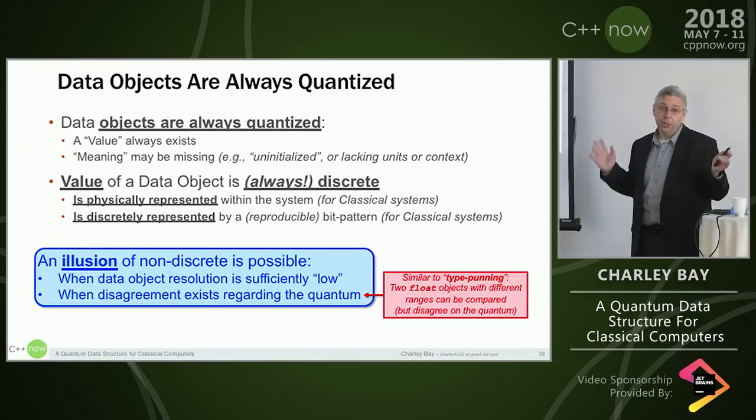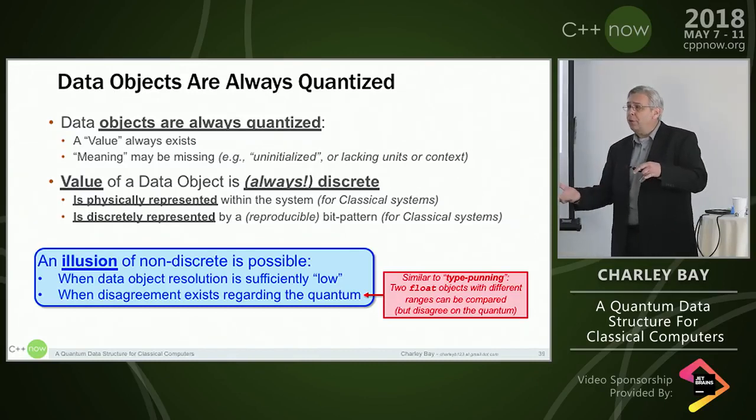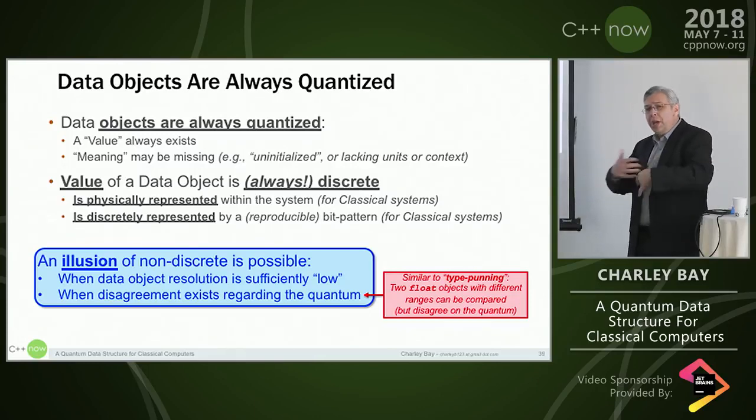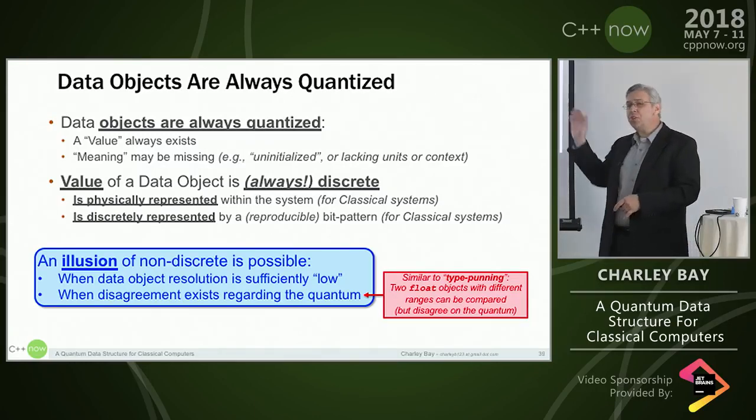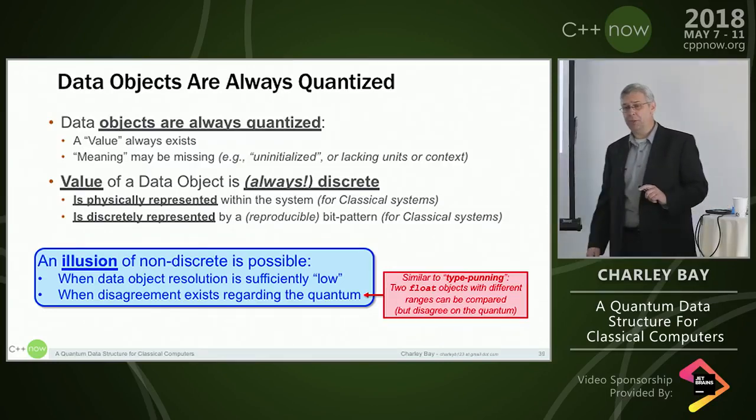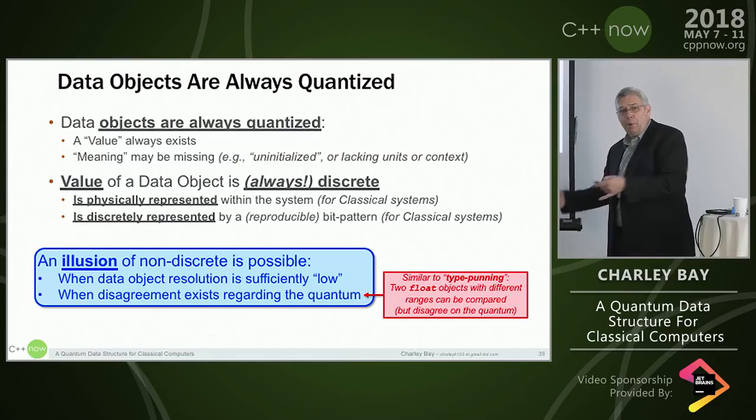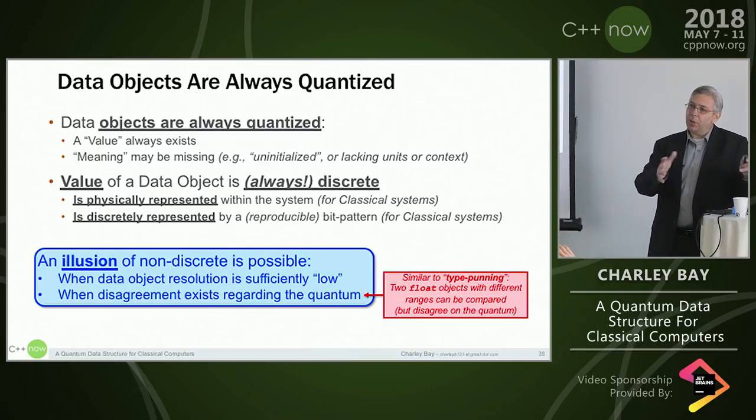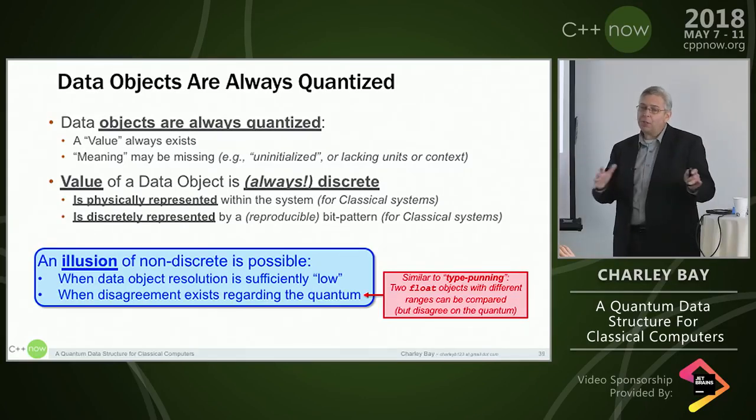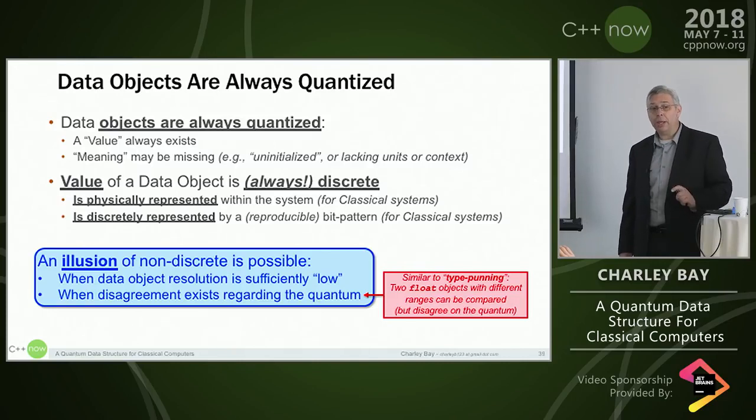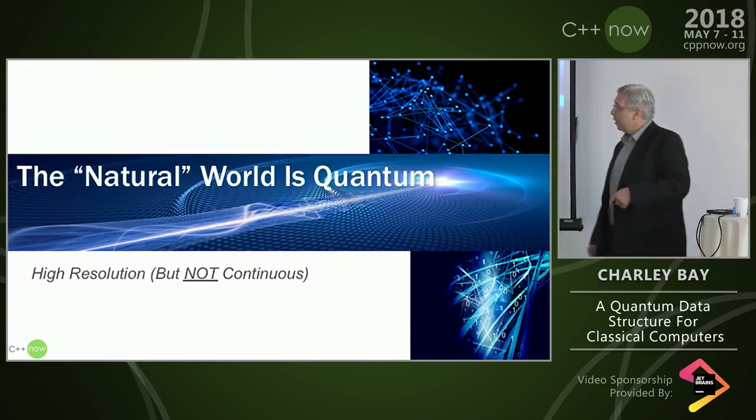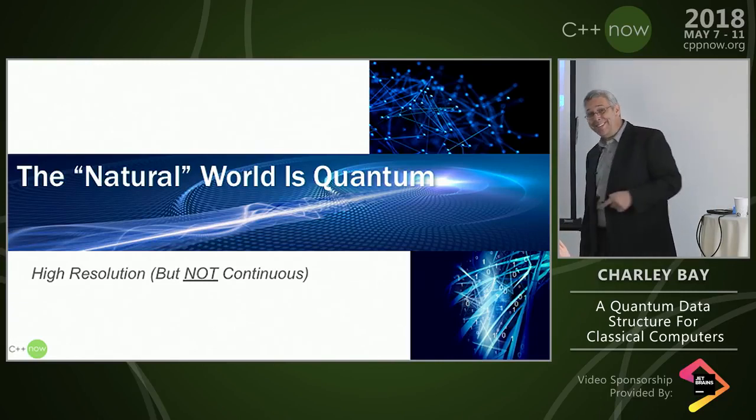Now you can have whatever rules you want for undefined values, or for saying that values within this range are roughly equivalent to something else. You can come up with arbitrary rules, but these rules just give you an illusion of continuous. Kind of like type punning, where you're cheating a little bit, we can do this illusion where I can fiddle with the resolution and fiddle with the clock and approximate a continuous range. But in reality, continuous ranges do not exist, not in software, not in physics, because the natural world is quantum. It's high resolution, but it's not continuous.